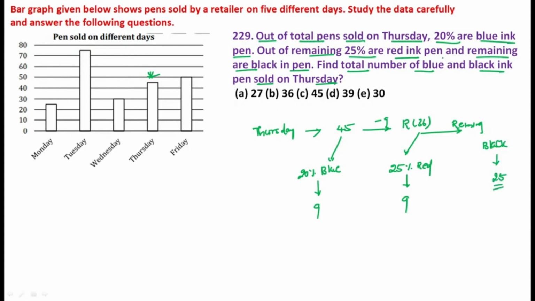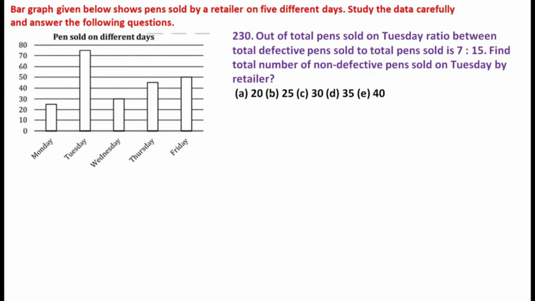So out of the entire scenario, the question is to identify the total number of blue and black ink pens sold on Thursday. So blue is 9 pens, black is 27, and the total number of blue and black pens sold on Thursday is 36 pens. Now you can choose your option. Let's see the next question.